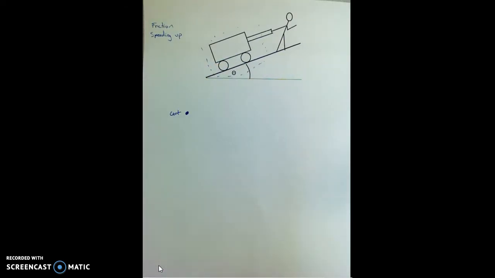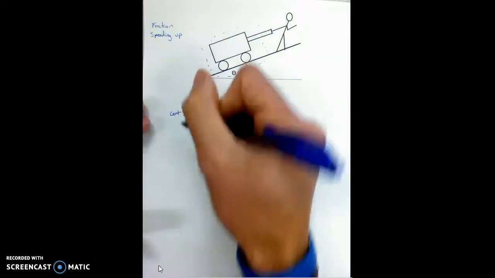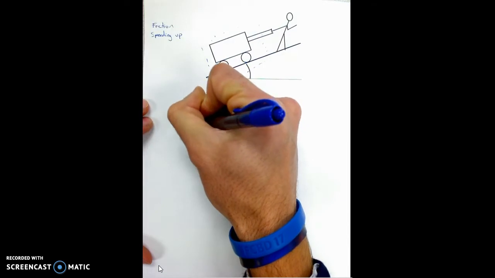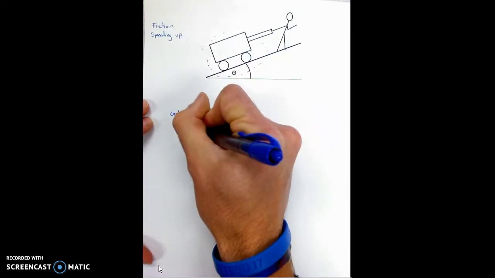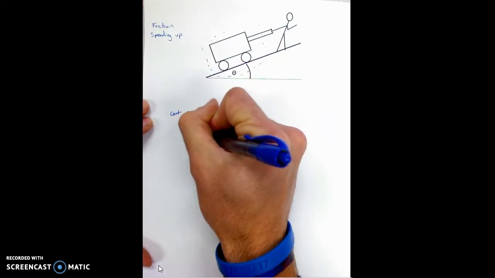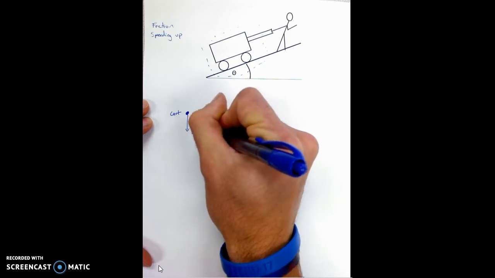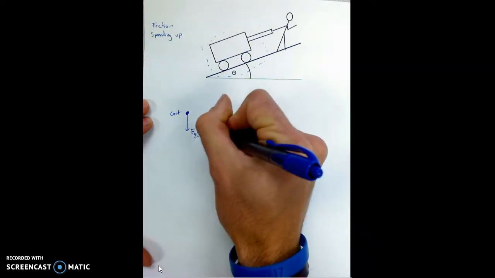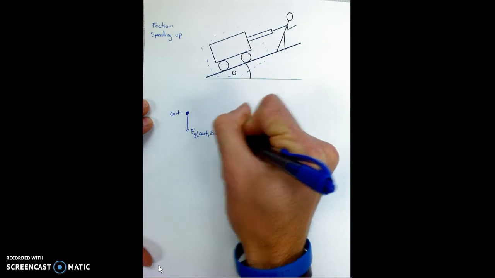And I want to figure out what are all the forces acting on our cart right now. So we always have gravity going straight down towards the earth, so I'm going to write my Fg on the cart by the earth.